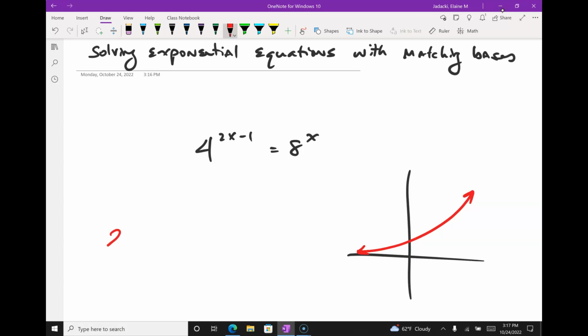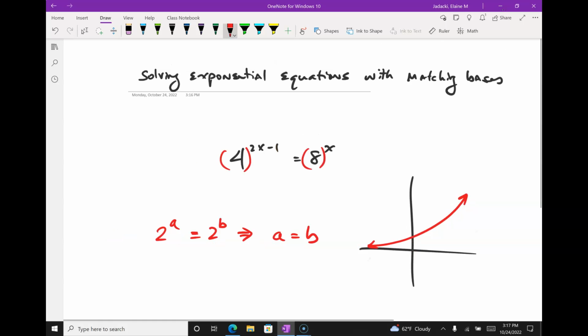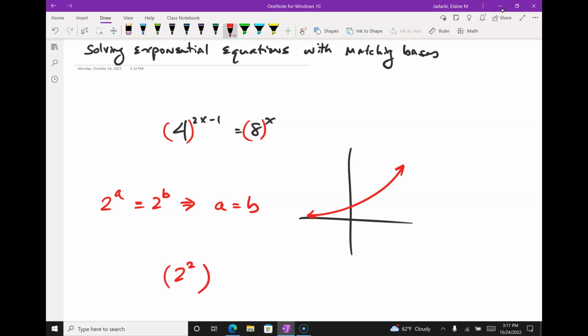So if I know that 2 to the a equals 2 to the b, what else do I know? Exactly. So we're trying to get this one to say the same base, right? What base do you see here for the 4? And what base do you see for the 8? 2. Good. I got 2 squared raised to the 2x minus 1 is equal to 2 cubed raised to the x.